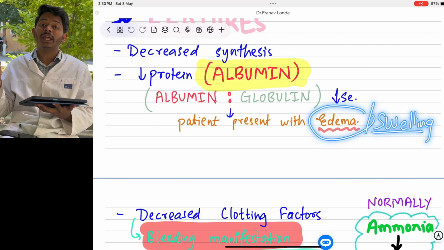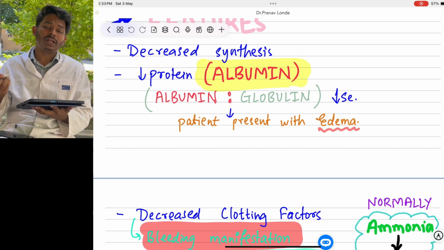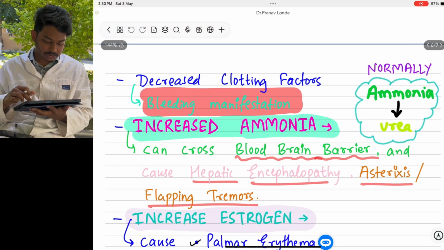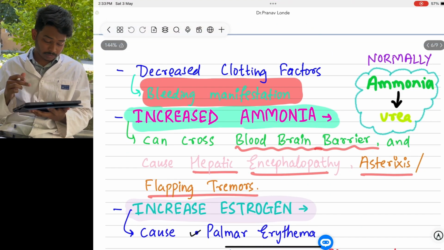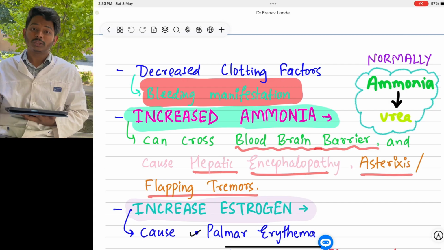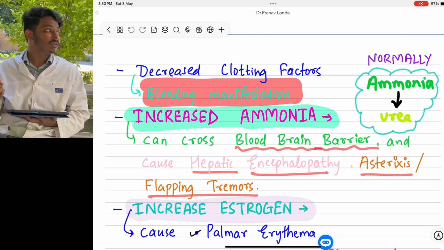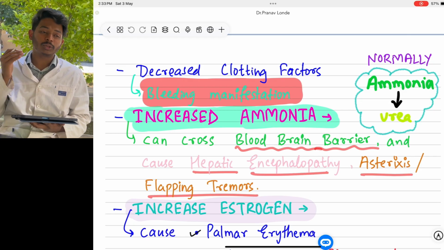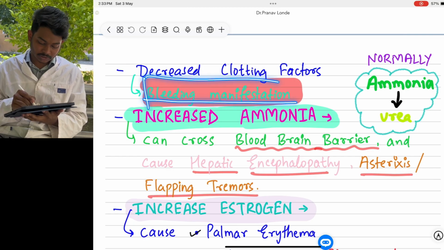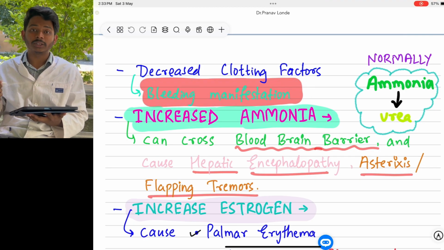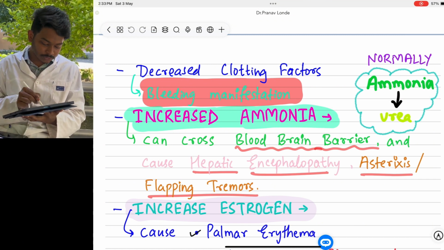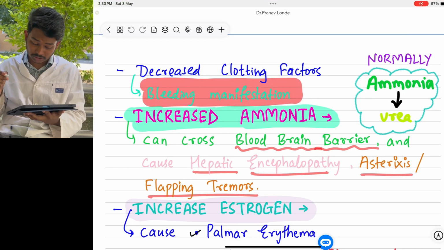So due to decrease in albumin in the body, we can see the patient coming into our OT presenting with edema. Next is a decrease in clotting factor. The liver produces many types of clotting factors. The liver is damaged in the case of cirrhosis, so there will be decrease in clotting factors. That means if there are no clotting factors or fewer clotting factors, what will happen? If there is bleeding in the body of the patient, there will be bleeding manifestations. Decreased clotting factor means less clotting, or it will take more time to clot, so there will be more bleeding. This is what we can see, bleeding manifestations in liver cirrhosis cases.